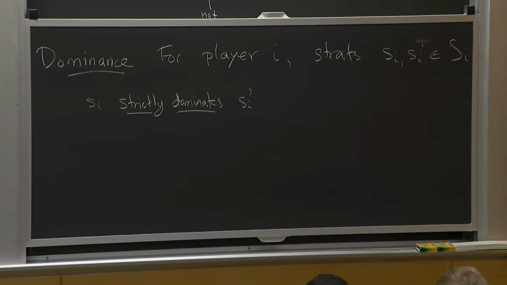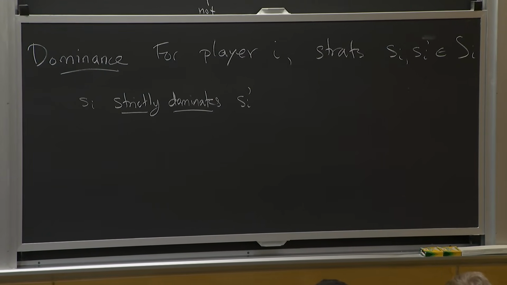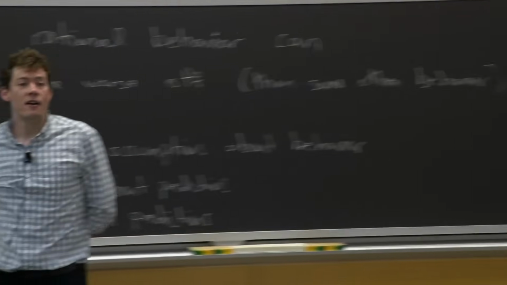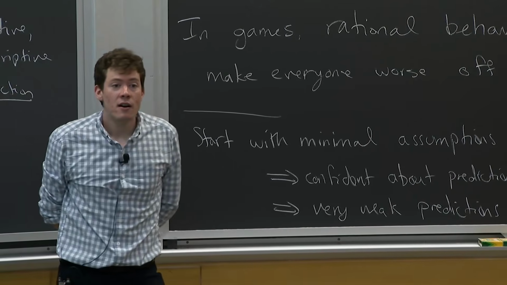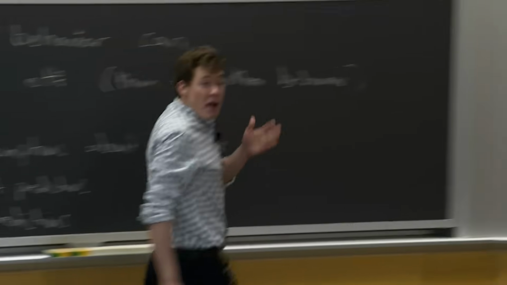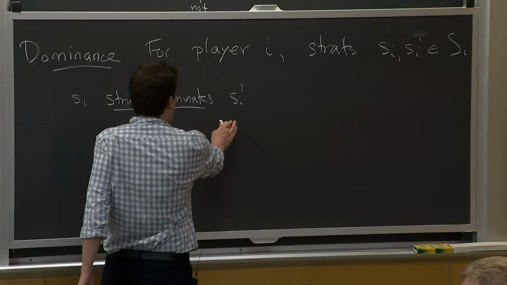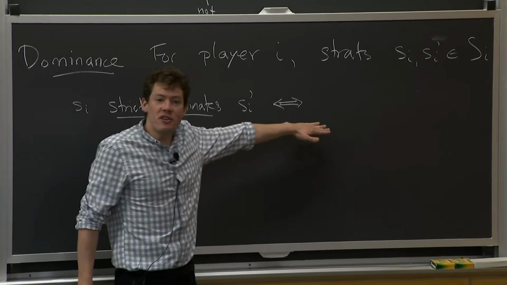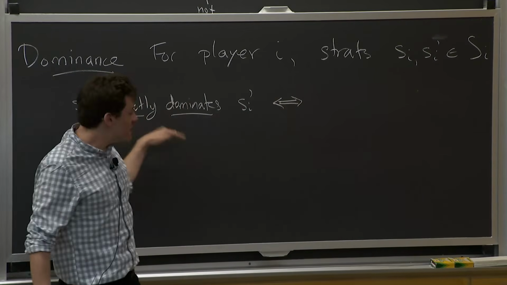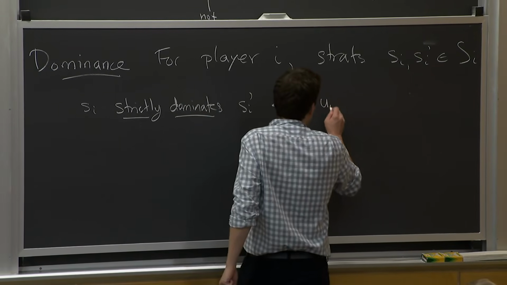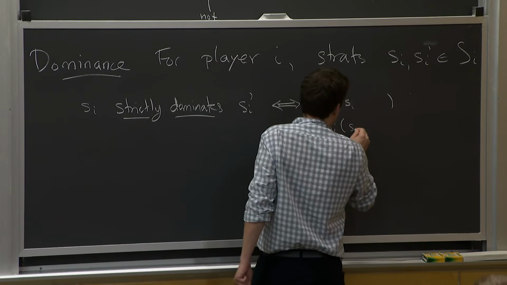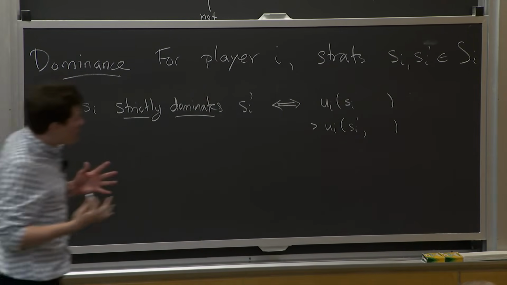Can anyone guess in words what strictly dominates might mean? Just if we think through from the example, what it might mean for player I if strategy Si strictly dominates Si prime? Maybe at the back, yeah? They have a better payoff regardless of S-I. Exactly right. And by better, strictly better, right? So Si dominates Si prime means, sometimes I'll use this arrow just to mean a definition. So I'm saying this is exactly what this phrase means. Let me first just partially write it out. I'm going to fill it in a second.